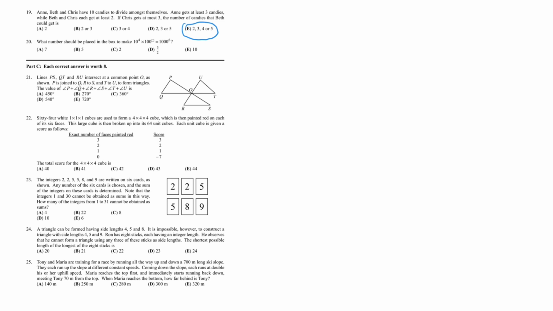Number 20. What number should be placed in the box to make 10 to the power 4 times 100 to the power box equal to 1000 to the power 6? 10 to the power 4 times 100 to the power box. 100, that's 10 squared, and then to the power box, equal to 1000 to the power 6, that's 10 cubed to the power 6.